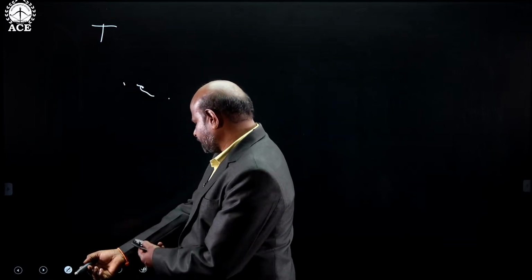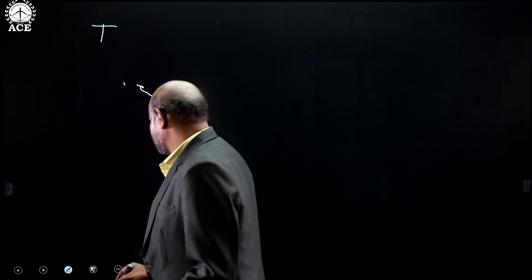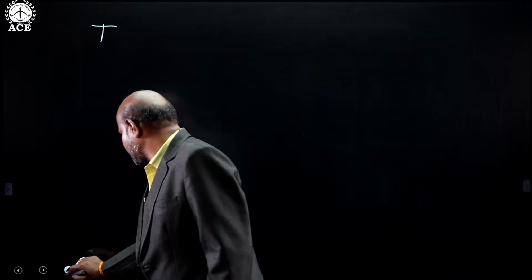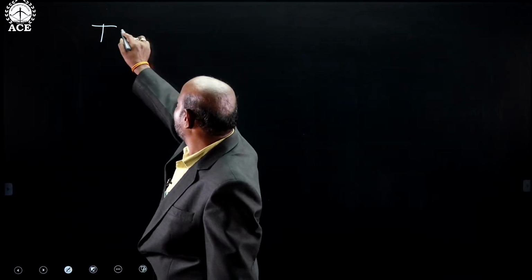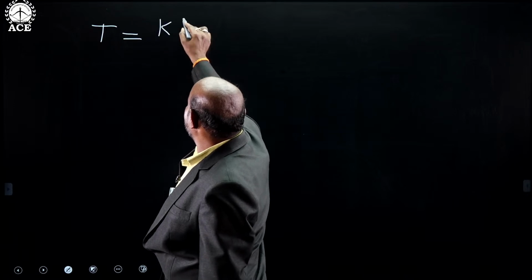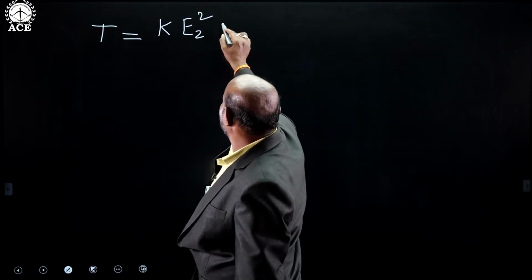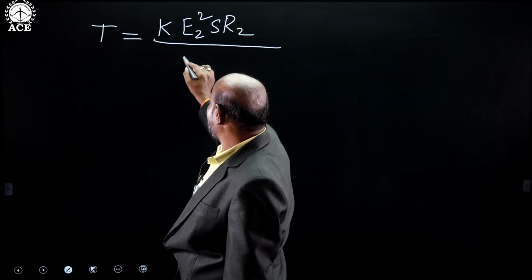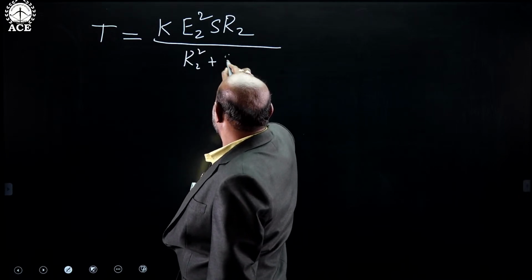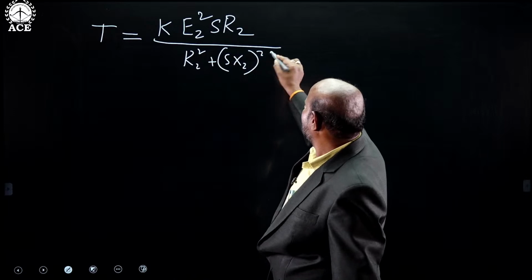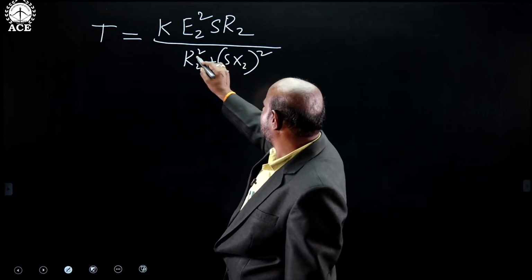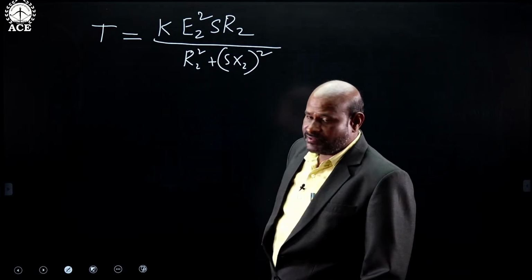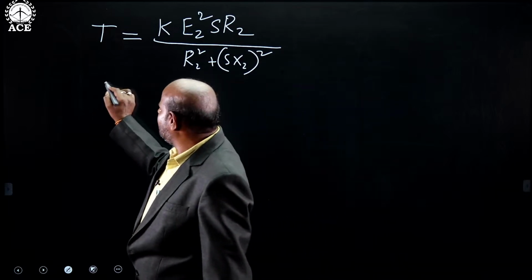This will be T equal to K E2 square R2 into S divided by square root of R2 square plus (S X2) whole square, root into root, whole square will get R2 square plus (S X2) whole square. So this is the equation for torque. In this, starting torque can be found out.